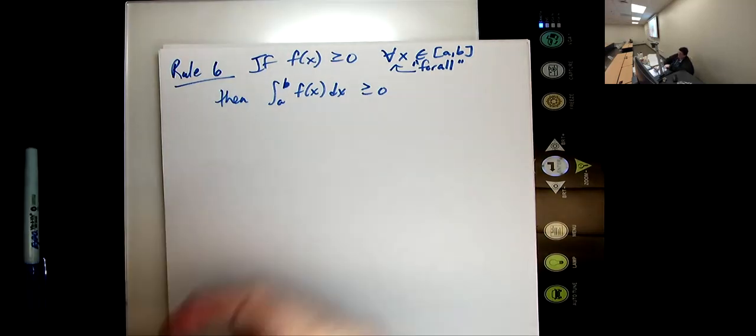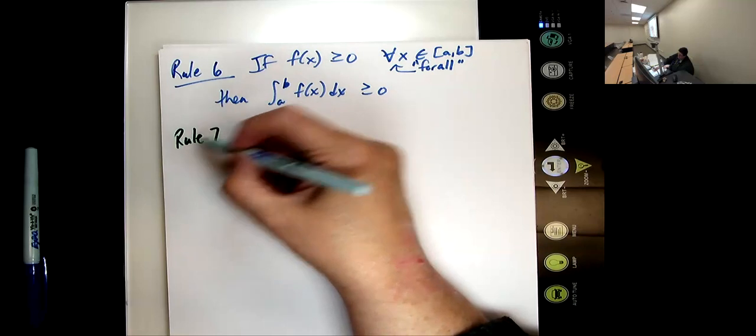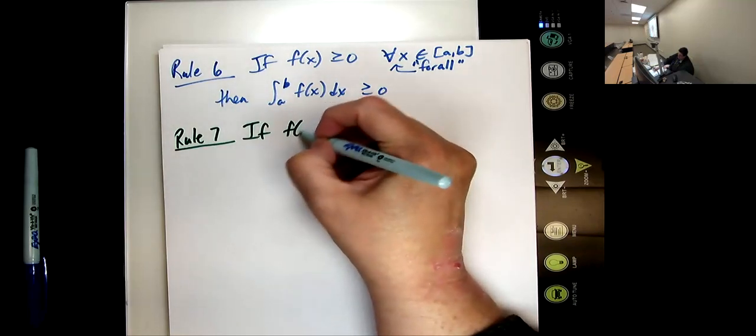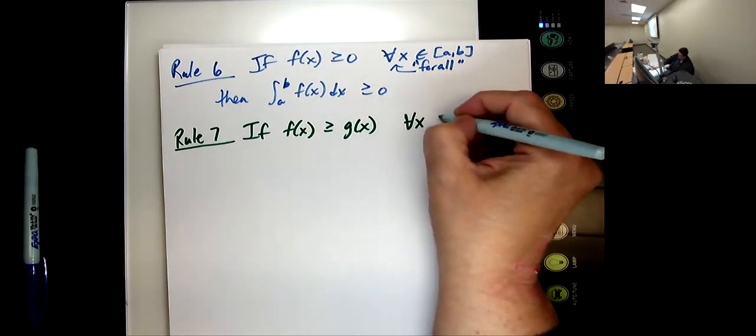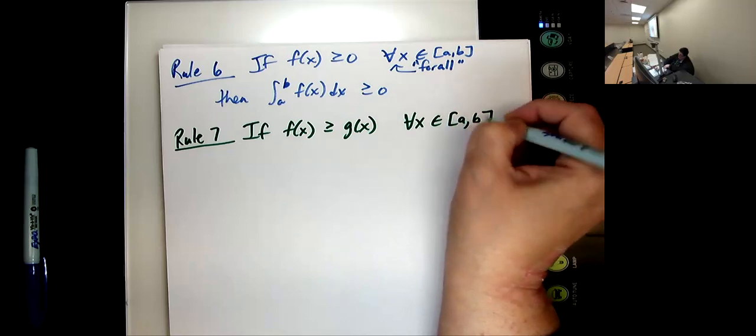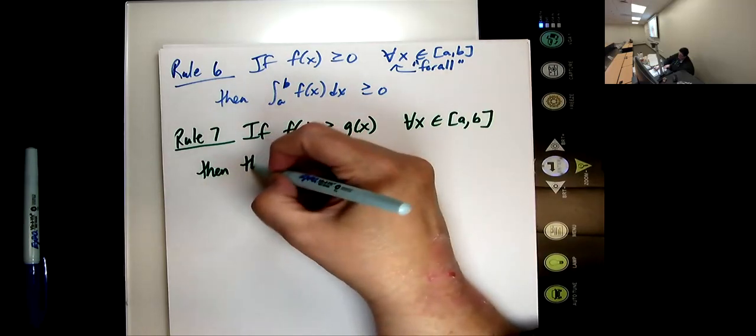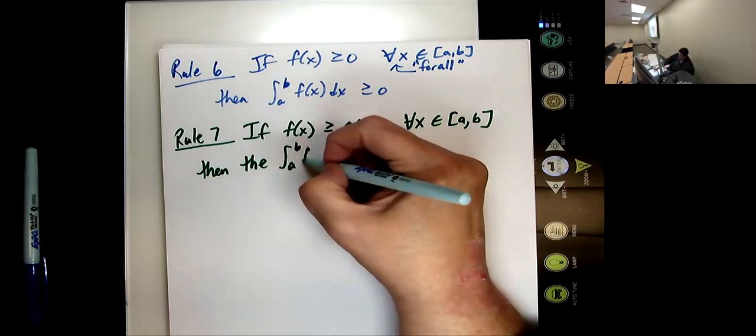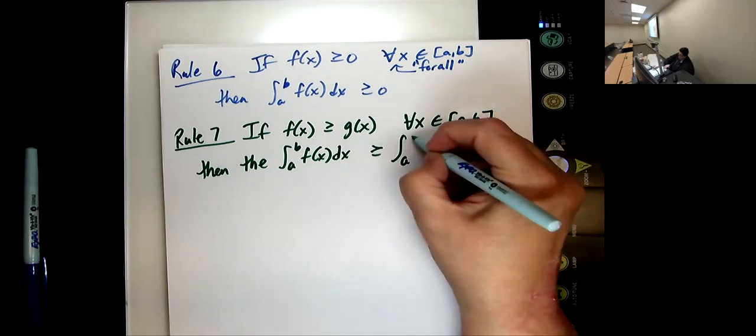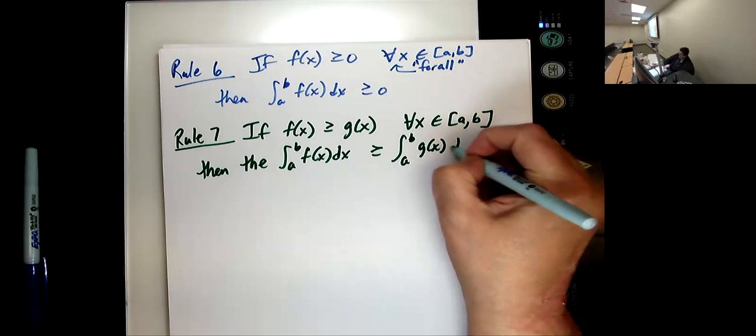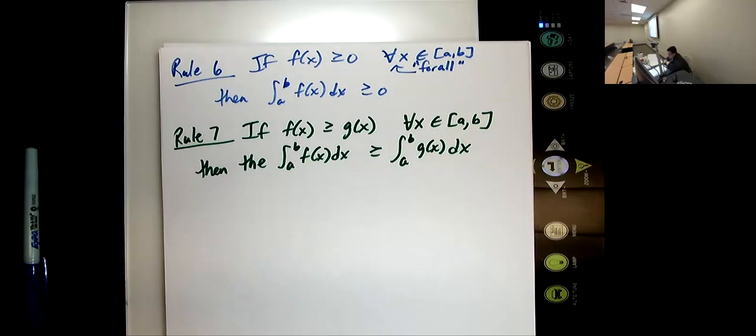Rule 7 builds off that, but generalizes it. If f of x is greater than or equal to g of x for all x in a to b, then the integral of f of x from a to b dx is greater than or equal to the integral from a to b of g of x dx. So rule 6 is really the same thing as rule 7, but g of x is 0 in rule 6. It's the same idea.